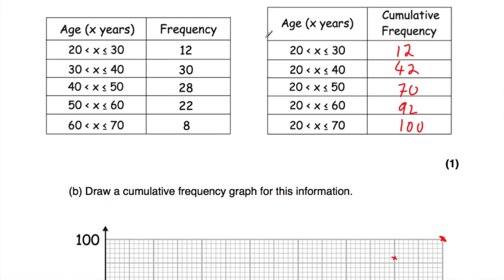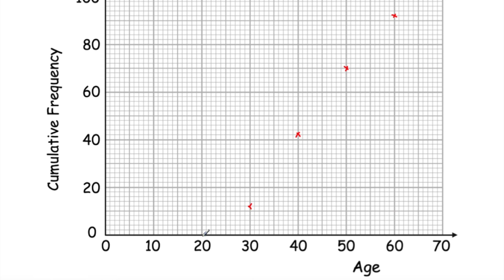Now, in terms of our first category, it starts at 20, so I'm going to go from 20. So I'm going to go 20 across and 0 there, because I know that there were no teachers aged below 20. So that's why I'm going to start here, okay? In terms of the examiner, they're just looking to see what you do from this point here to the end point.